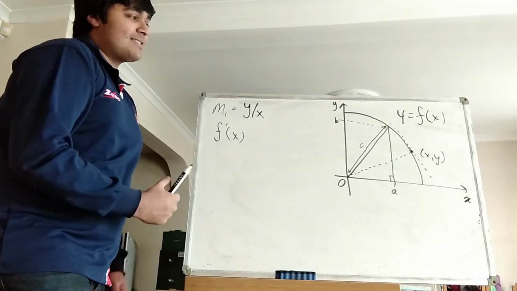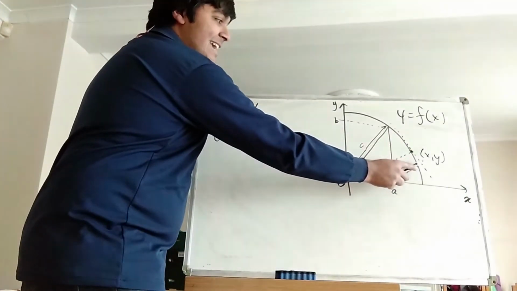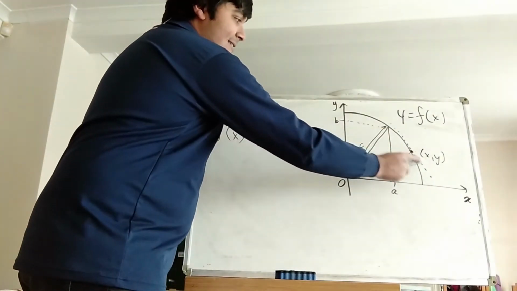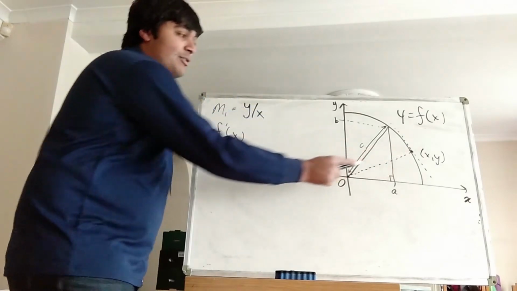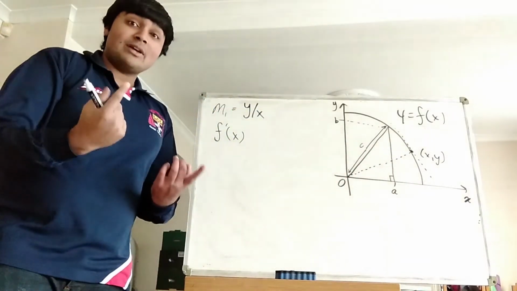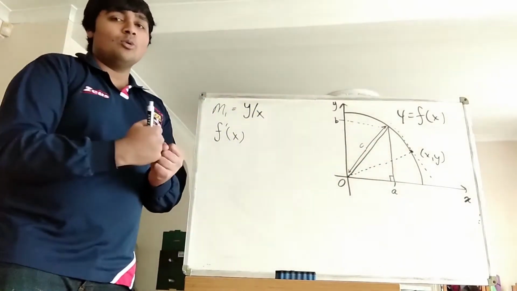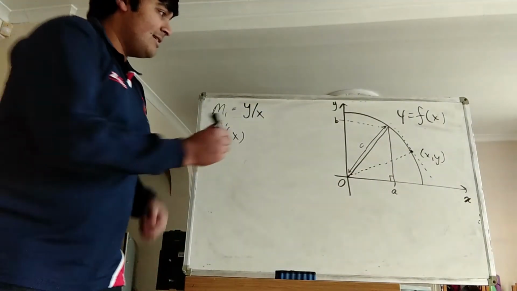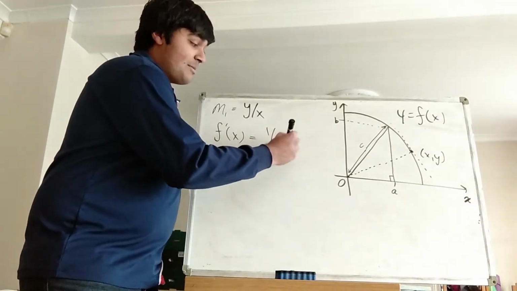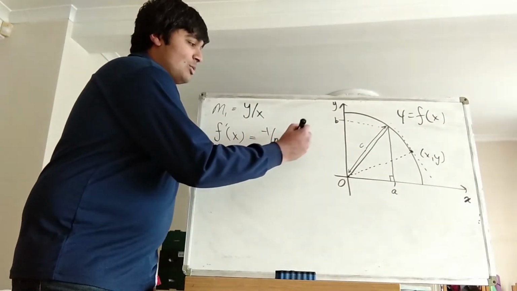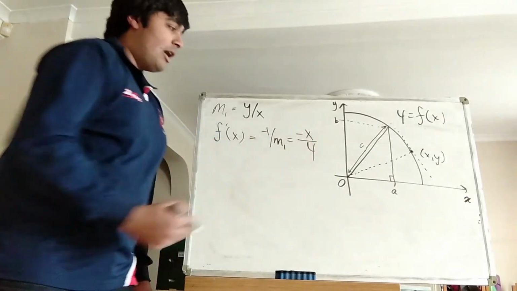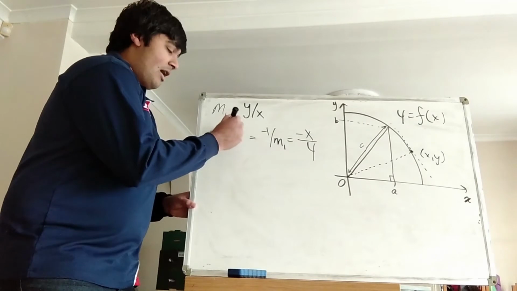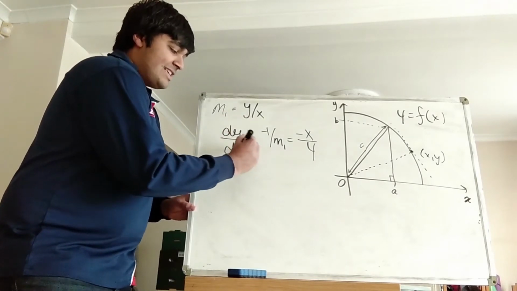But by some basic circle theorems, we know that this thing here is perpendicular to this thing here. So the gradient of this line times the gradient of this line equals minus 1. Whenever you have two perpendicular lines, their gradients will always multiply to give you minus 1. So the gradient of this guy here has to be minus 1 over m1, and that of course equals minus x over y. So we get f prime of x, which I'm just going to write as dy dx, where y is the equation of the circle, equals this thing here.